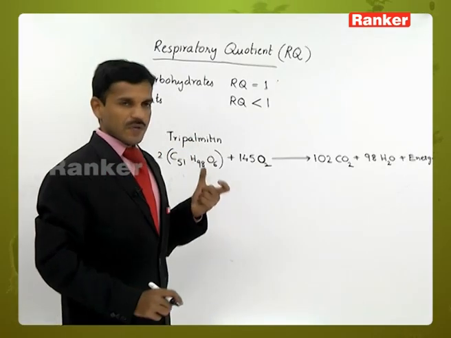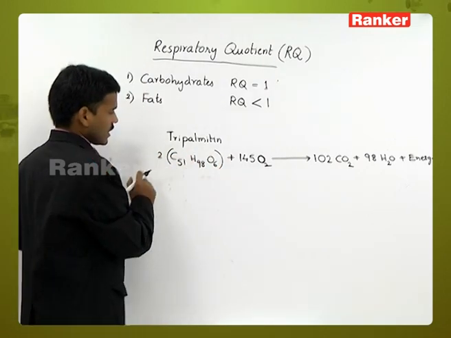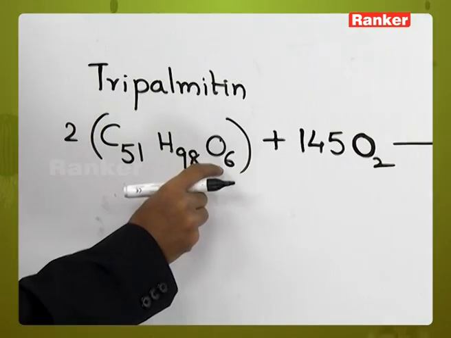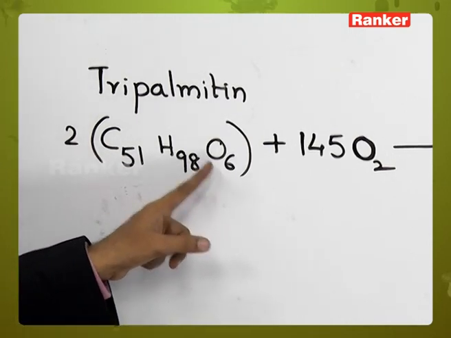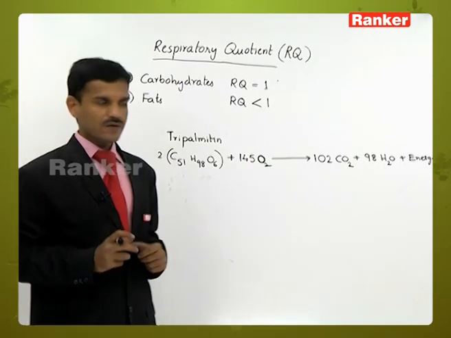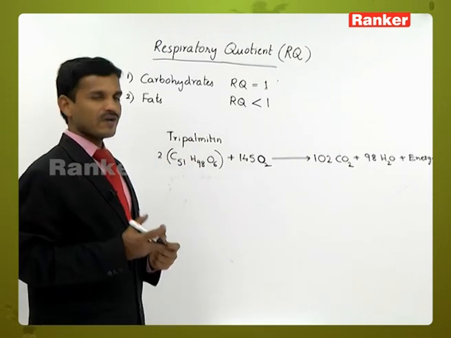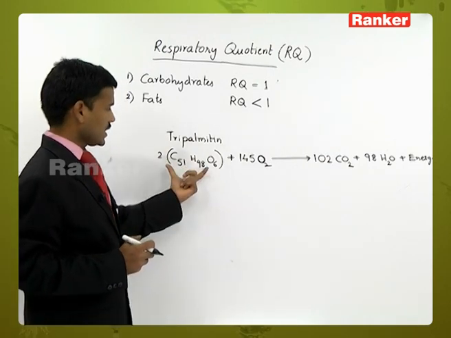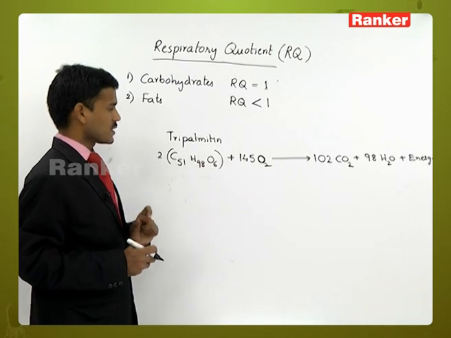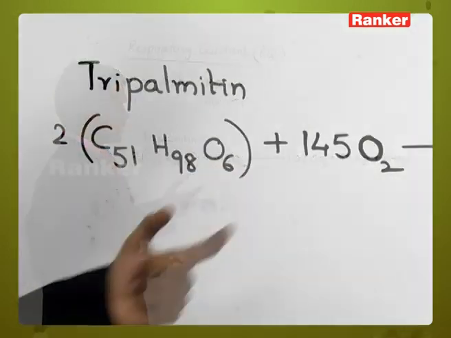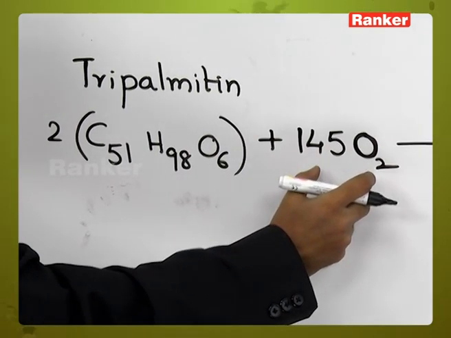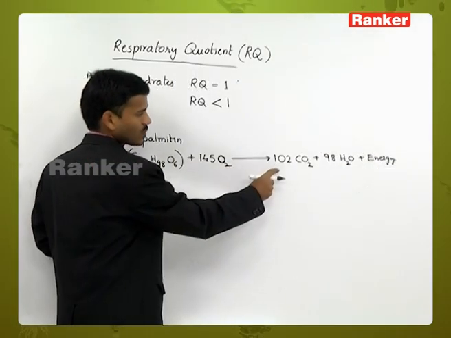In tripalmitin, the proportion of oxygen to carbon is very low. The oxygen number is very small, while the carbon and hydrogen numbers are comparatively larger. So the oxidation of this fat requires more oxygen molecules, 145 in total, and about 102 CO2s are released.